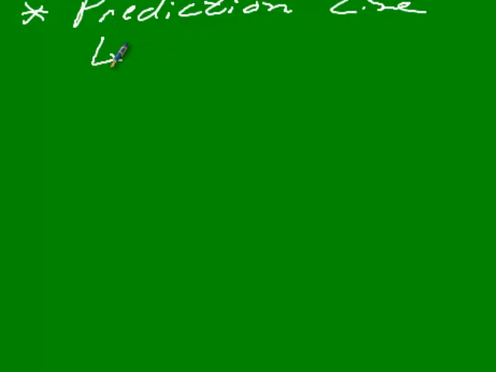Okay. So what we need to know is prediction lines. This has another name. It's called the line of best fit.